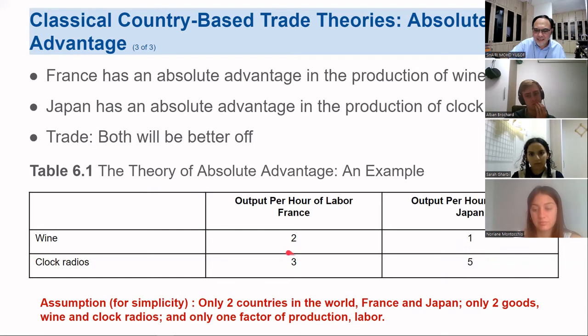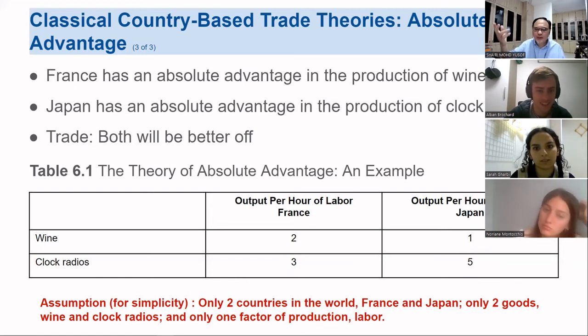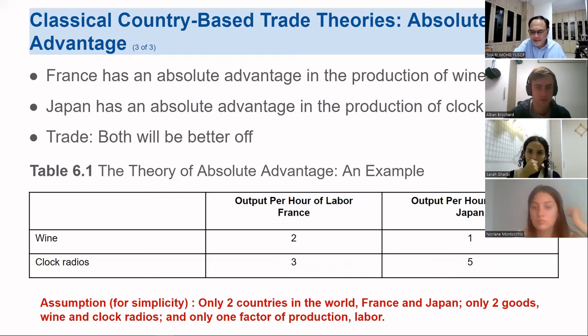Sarah? If France can produce 8, Japan produces 5, right? Would there be any trade between these 2 countries? There would be no point for France to trade with Japan, right? No point to have trade with Japan, so this theory has a weakness. There's a flaw in this theory.